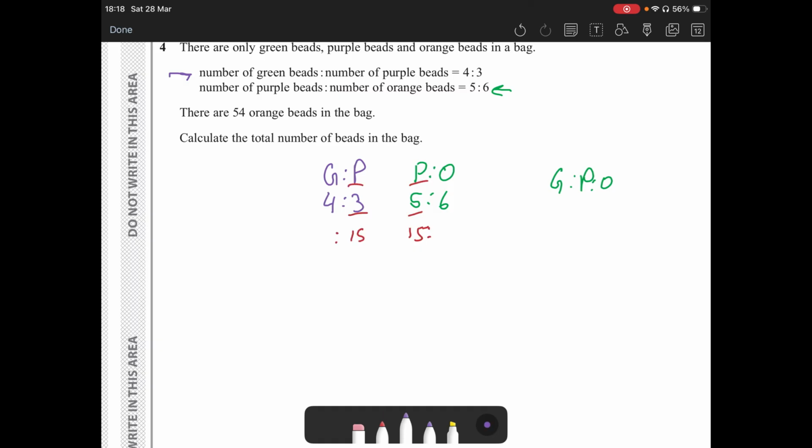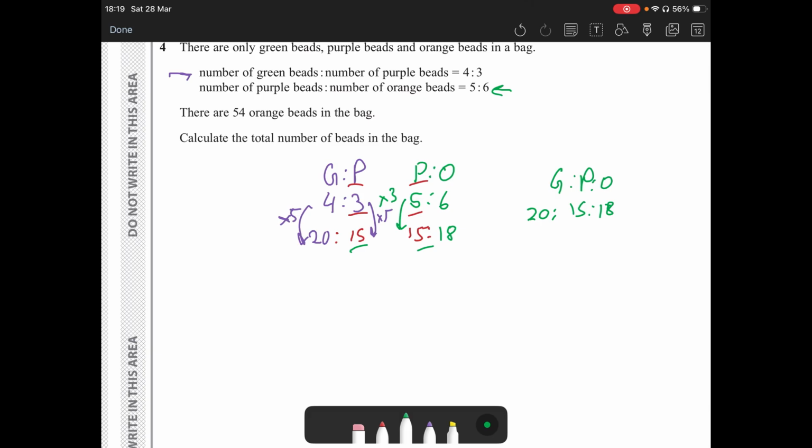So that means that I would have had to multiply this first one by 5. So this first number, the green, would have been 20. And the second one was multiplied by 3. So the number of orange would be 18. So if I want to connect all 3 numbers together now, because the number of purple is 15, I know what numbers to put for green and orange. It is 20 and 18, respectively. Nice.